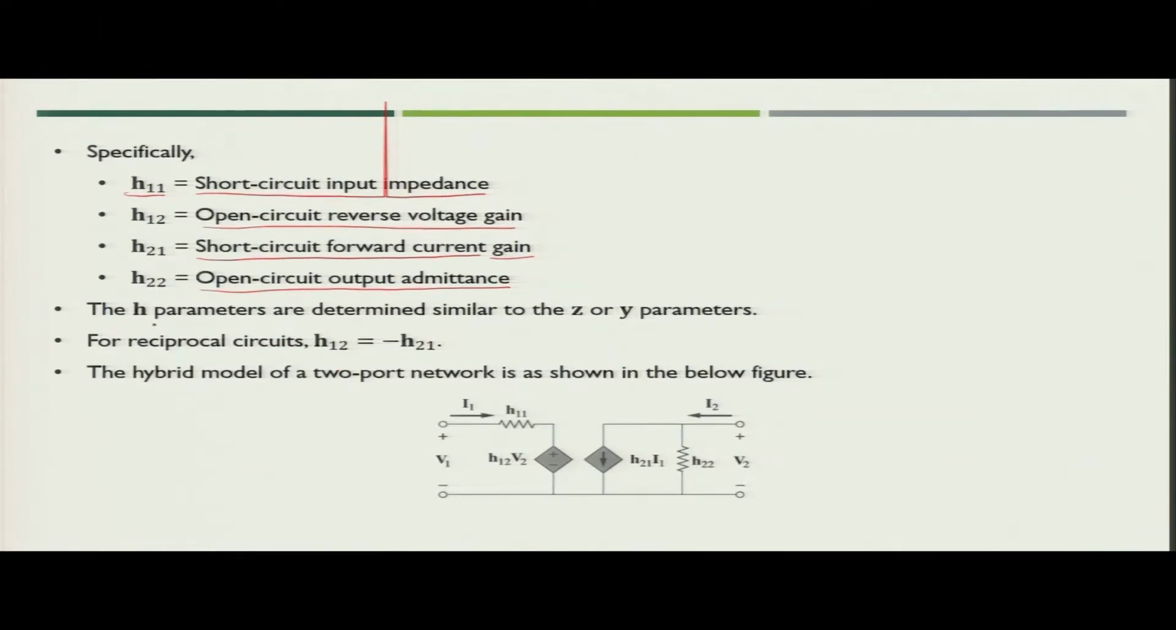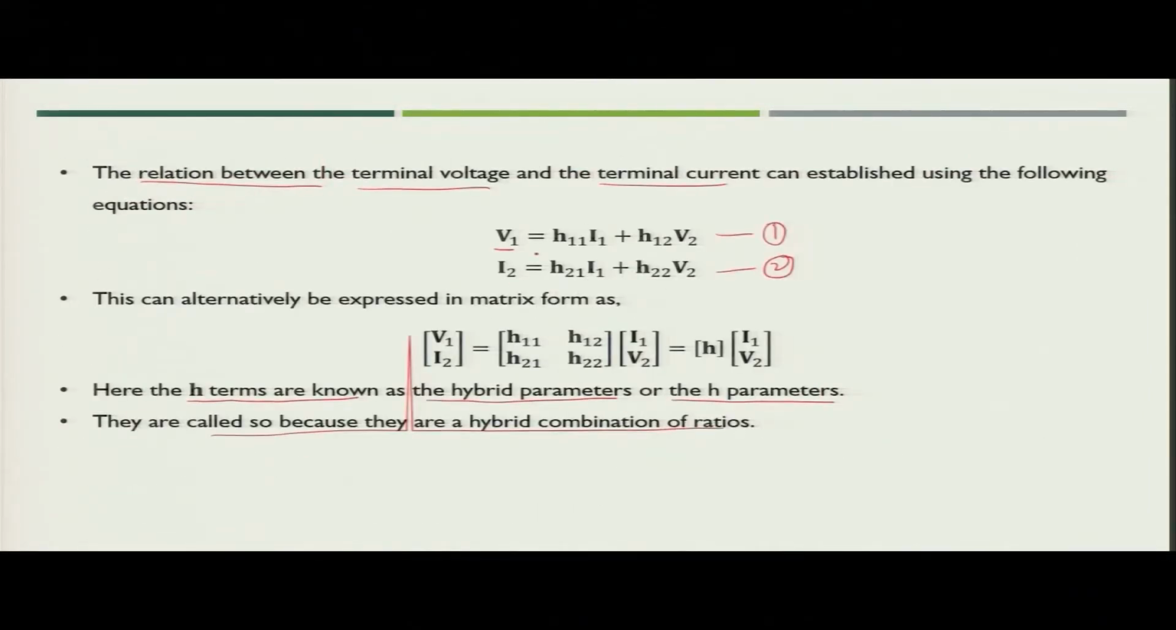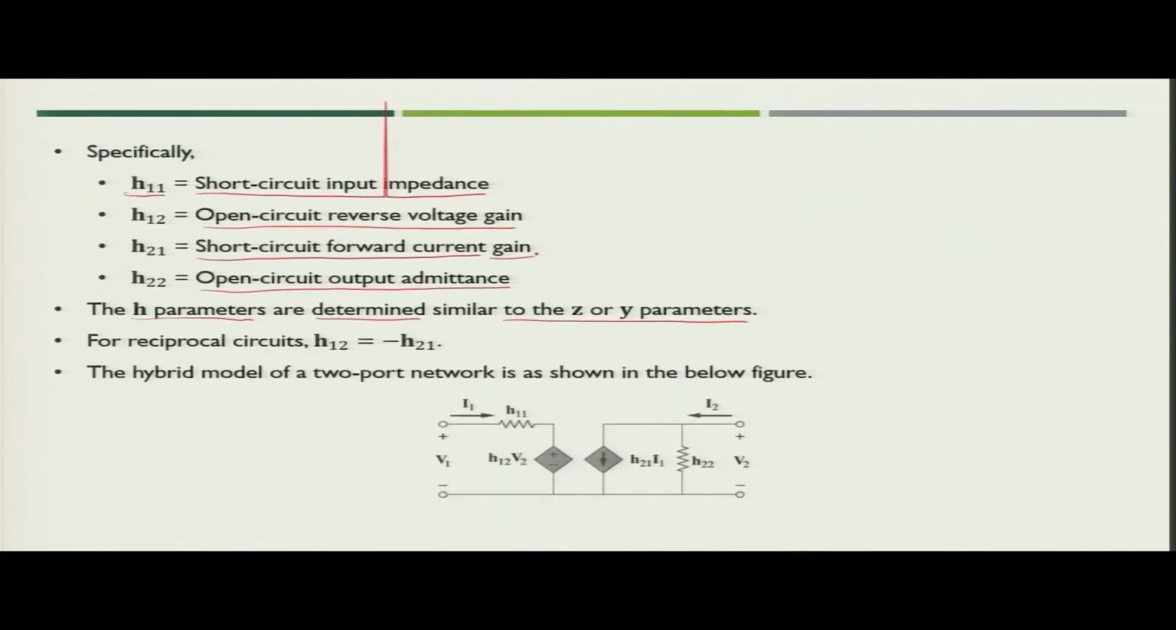Now the H parameters you can determine in a similar way as we determined in case of Z or Y parameters, means you can just write the H parameter equations and then you can easily find out the H parameters. In case of reciprocal circuits, H12 would be equal to minus of H21. So hybrid model of a two port network you can define like this.